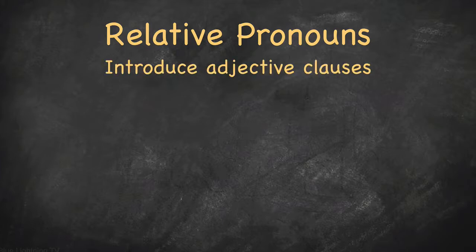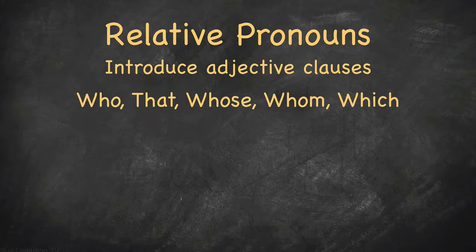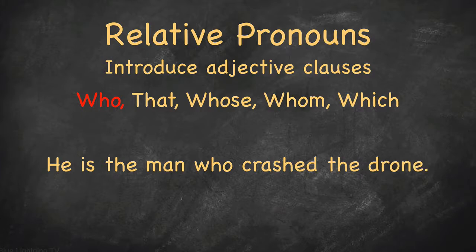Relative pronouns introduce adjective clauses and describe the noun that comes just before the clause. The relative pronouns include who, that, whose, whom, and which. We'll give examples for each one starting with who. In the sentence, he is the man who crashed the drone. Who crashed the drone is an adjective clause describing the man. Therefore, who is the relative pronoun that introduces the clause.